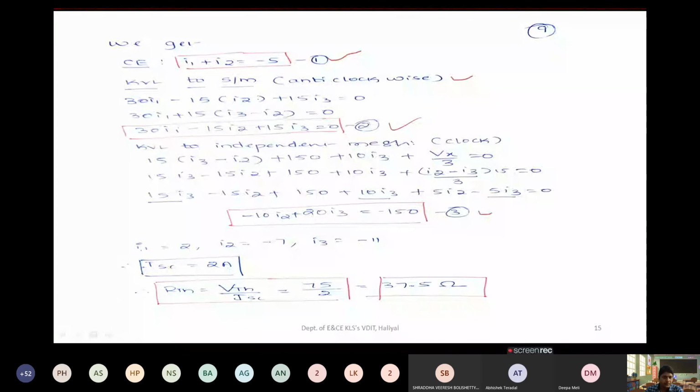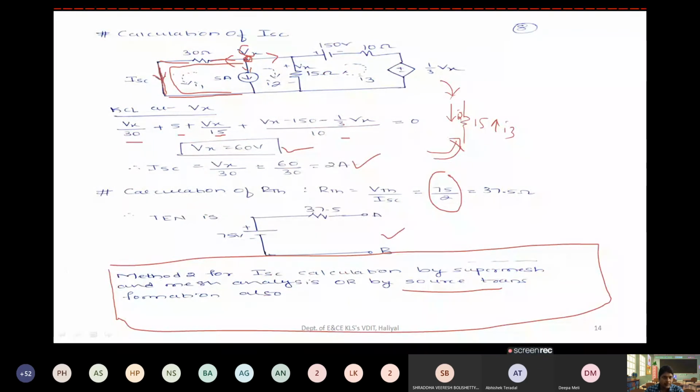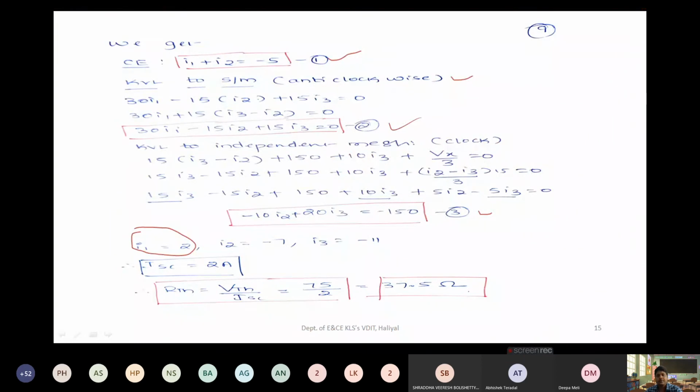And if you solve, you see that again we are getting I1 is equal to 2. I1 is the current we have assumed, which is the same as I short circuit. So I short circuit is again 2 amperes. Hence you can say that RTH will remain the same. Okay. So if you apply any method, the solution will remain the same, as long as you have written the equations properly. Okay.